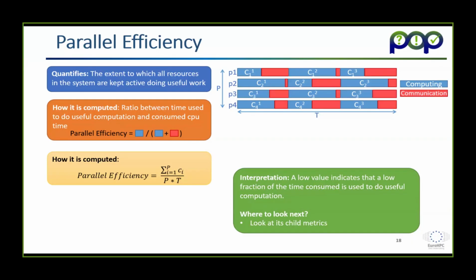If we have a low value, it means that we are using more time to parallelize than to really do computation. And where do we look next? We look next to the child metrics, because if you remember, the parallel efficiency has two child metrics: the load balance and the communication efficiency.